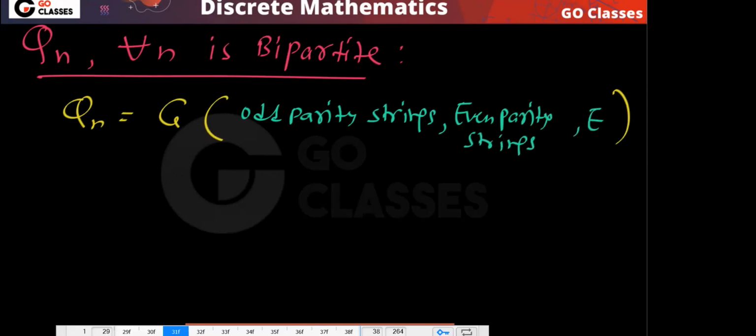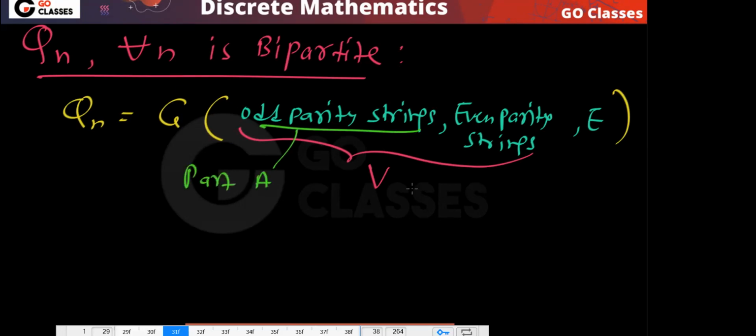Okay, and these will be the edges. So I can say this whole thing is the partition of the vertex set. This is part A, this is part B. So this will be your part A, and this will be your part B. You have two parts, A and B, and you can notice that this is the bipartition of a Qn.